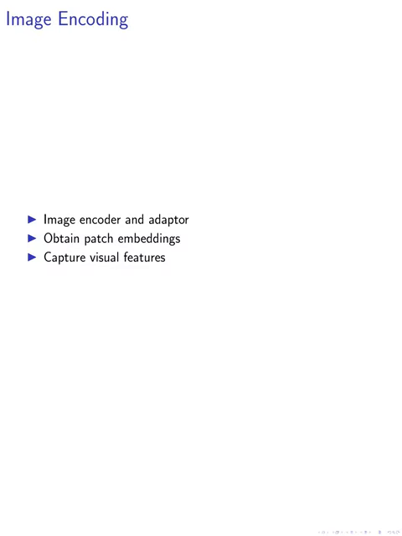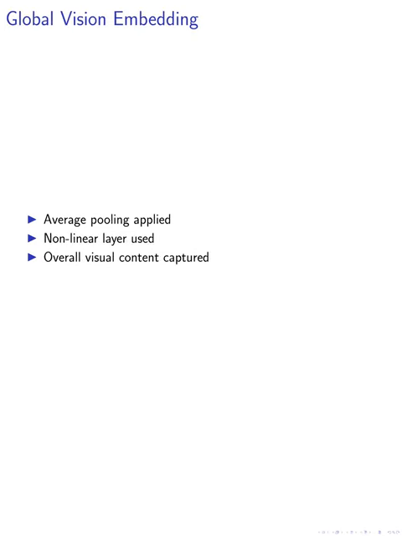Next, we calculate a global vision embedding by applying average pooling and a nonlinear layer to the patch embeddings. This step allows us to aggregate the information from all image patches into a single representation, capturing the overall visual content of the image. We then apply a similar process to text.